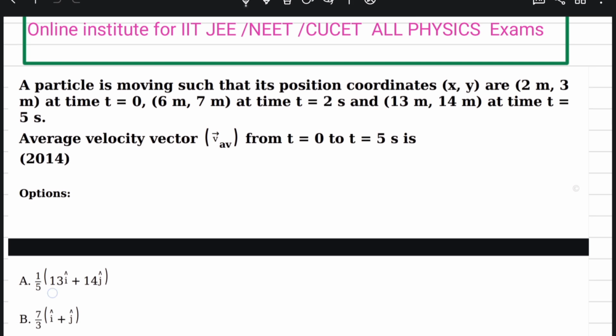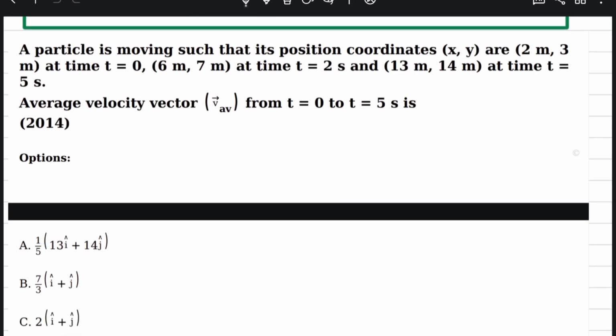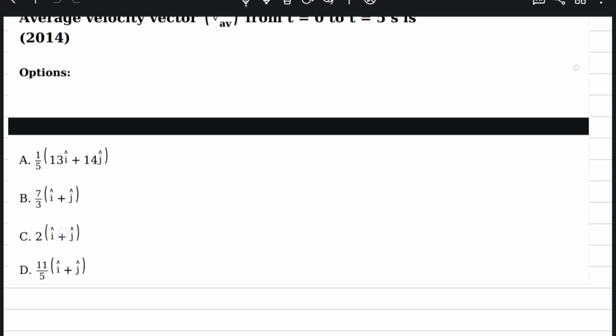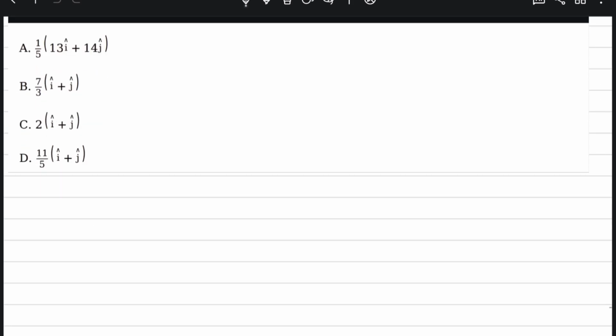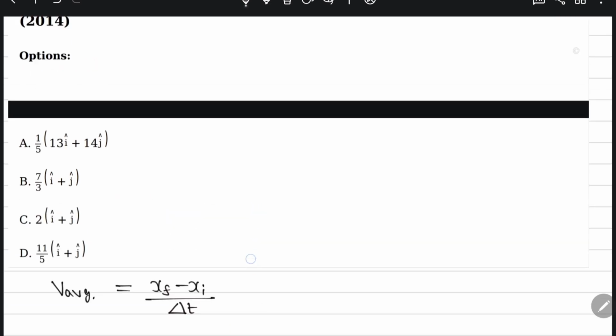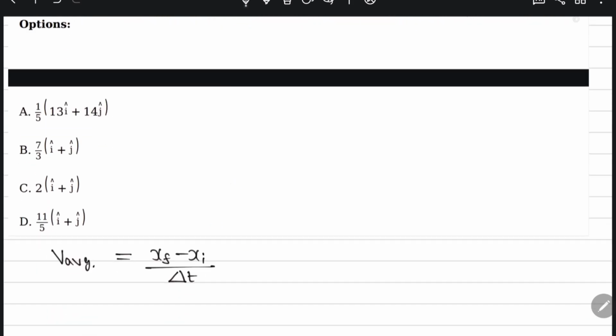This is also a good question. A particle is moving such that its position is 2 meter and 3 meter at t is equal to 0, 6 meter and 7 meter at t is equal to 2 seconds, and 13 meter and 15 meter at t is equal to 5 seconds. They are asking the average velocity. We know average velocity is basically the change in displacement, final position minus initial position, divided by the time interval. So they are asking for t is equal to 0 to t is equal to 5.